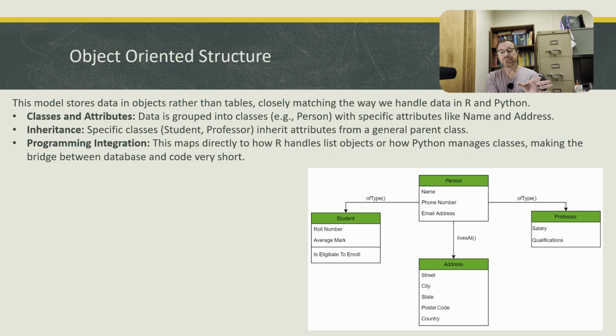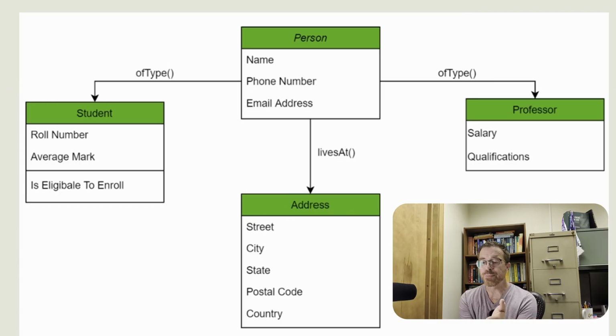And then each specific class, let's say in this case, student or professor, inherit attributes from the general parent class. So looking at this table we have on the side, we've got person. That person has a name, phone number, and address associated with them. If we look to the left, this is "type", which means what type of person are they? They're a student.